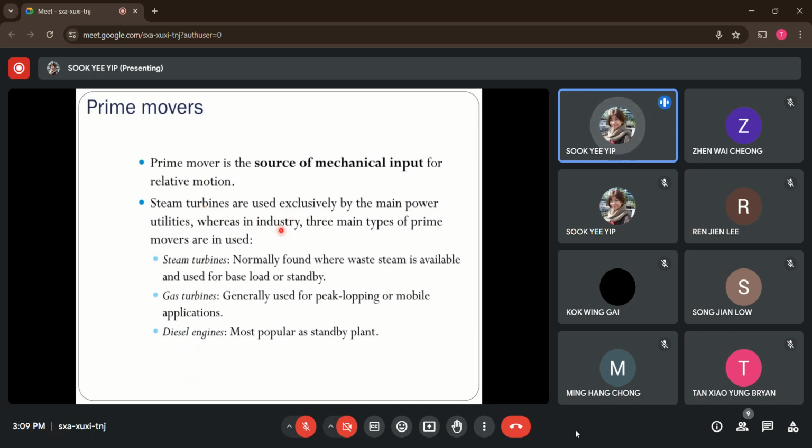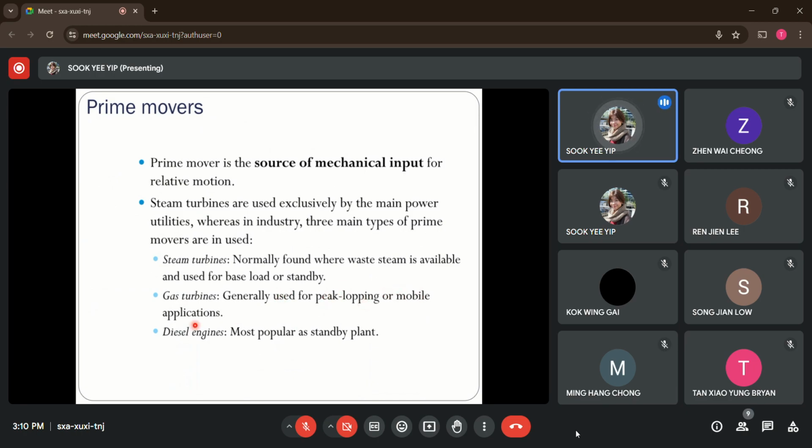But in industry, we can find 3 different types of prime mover. The first one is the same as the main power plant. We can also use a steam turbine in industry, whereby this is used whenever waste steam is available. Usually it is used as a baseload or as a standby. Okay, and then we can also use the gas turbine for the motions. Usually it's used for peak lopping or mobile applications.